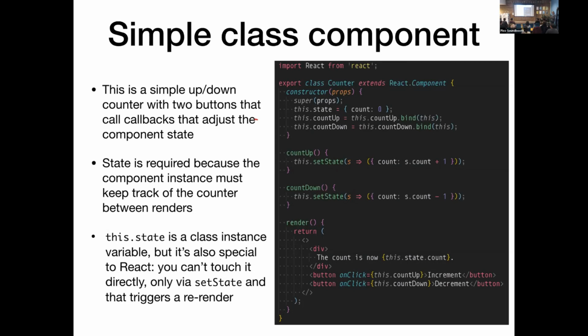So if we click on these buttons, that count will go up and down. And every time we change the state with this.setState, that triggers React to re-render the component, so it calls the render method again. So this works exactly how you'd expect. You click on increment, it goes 1, 2, 3, 4, 5, and everybody can be proud of writing their first React app.